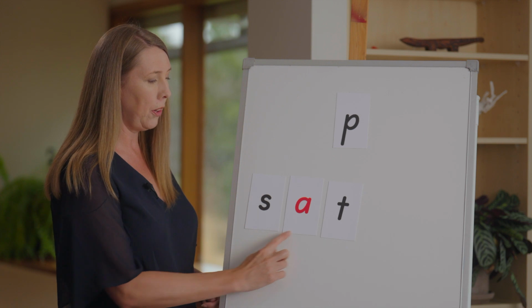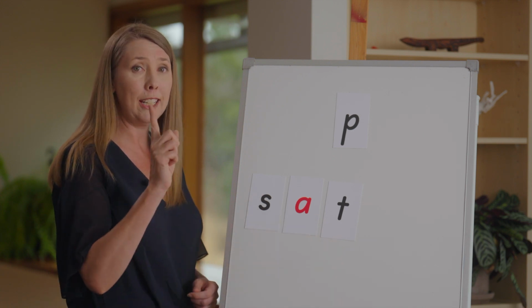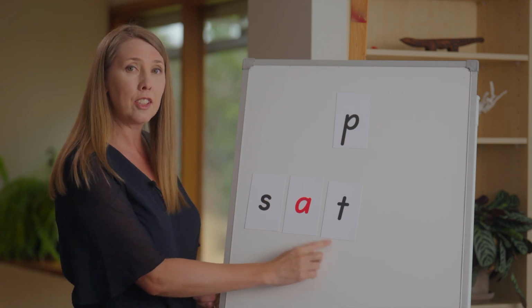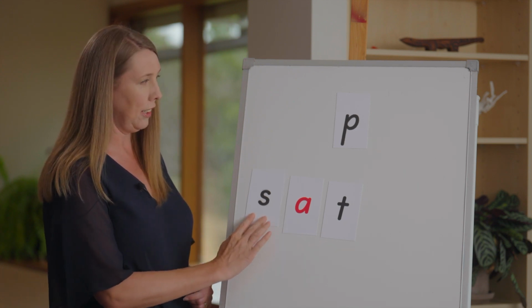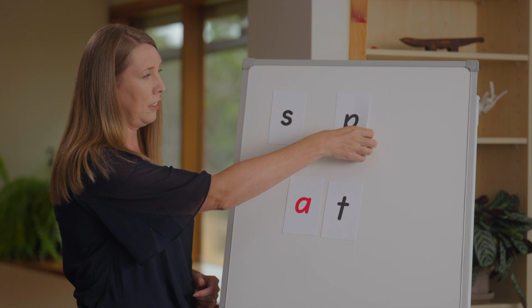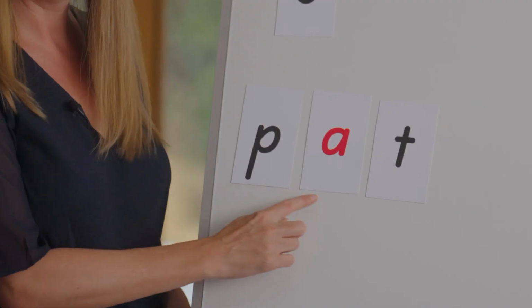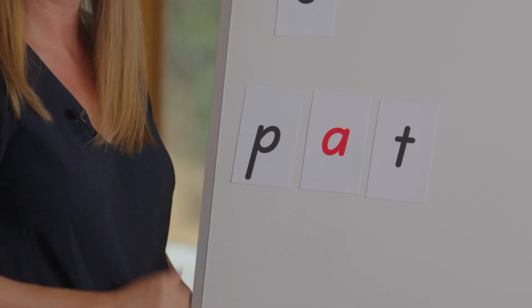We need p-at. We only need to change one letter. Which one is it? P-at. That's right, it's this one here. If we take that one and put a letter P here, we have made the word p-at, pat.